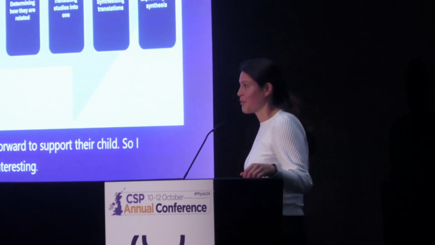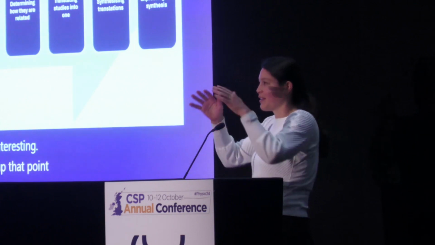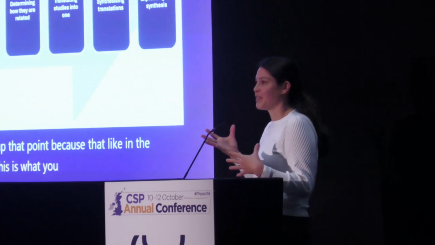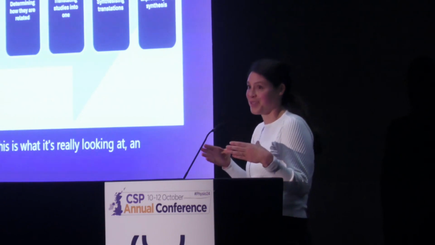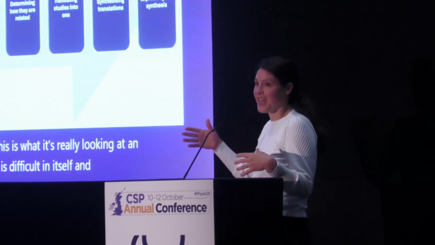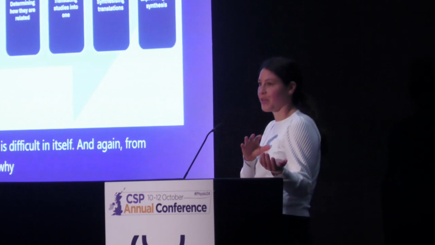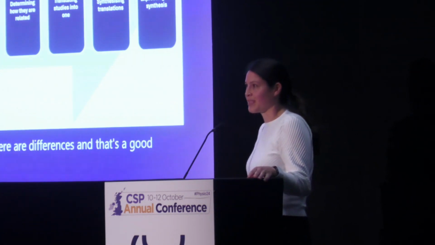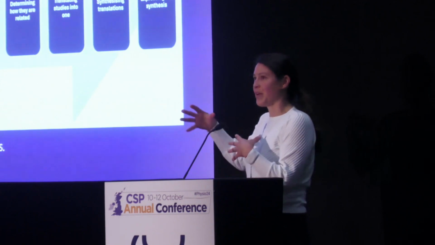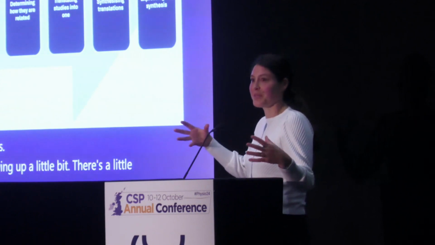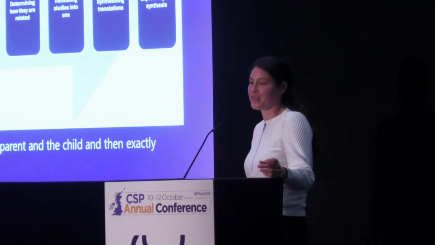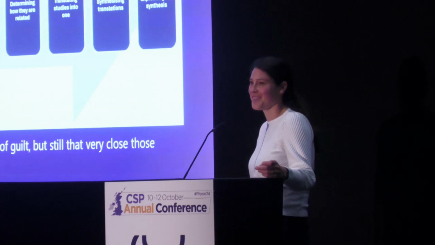It's great that you bring up that point, because in the context of adolescence, this is really looking at an adolescent period, which is difficult in itself. And again, from age 10, that's why we separated it from early onset, because there are differences. As you're growing up a little bit, there's a little bit more space between the parent and the child, and then exactly how you say, the feelings of guilt, but still that very close relationship. And thank you. Such an important point.